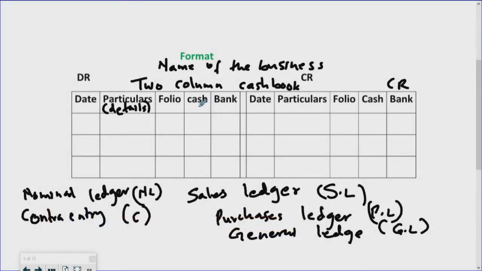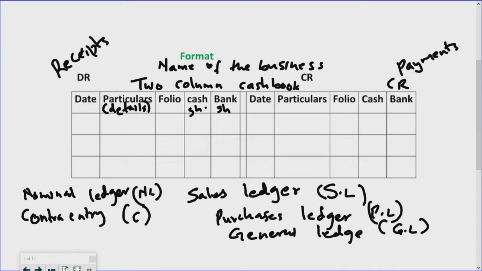Then we have the cash column, where we'll record any transaction that is done in cash. Then the bank column will record the transactions affecting the bank. And the same information applies to the credit side. But remember, we are saying on the debit side, we are recording receipts, money in, and then on the credit side, we are recording payments, money out.